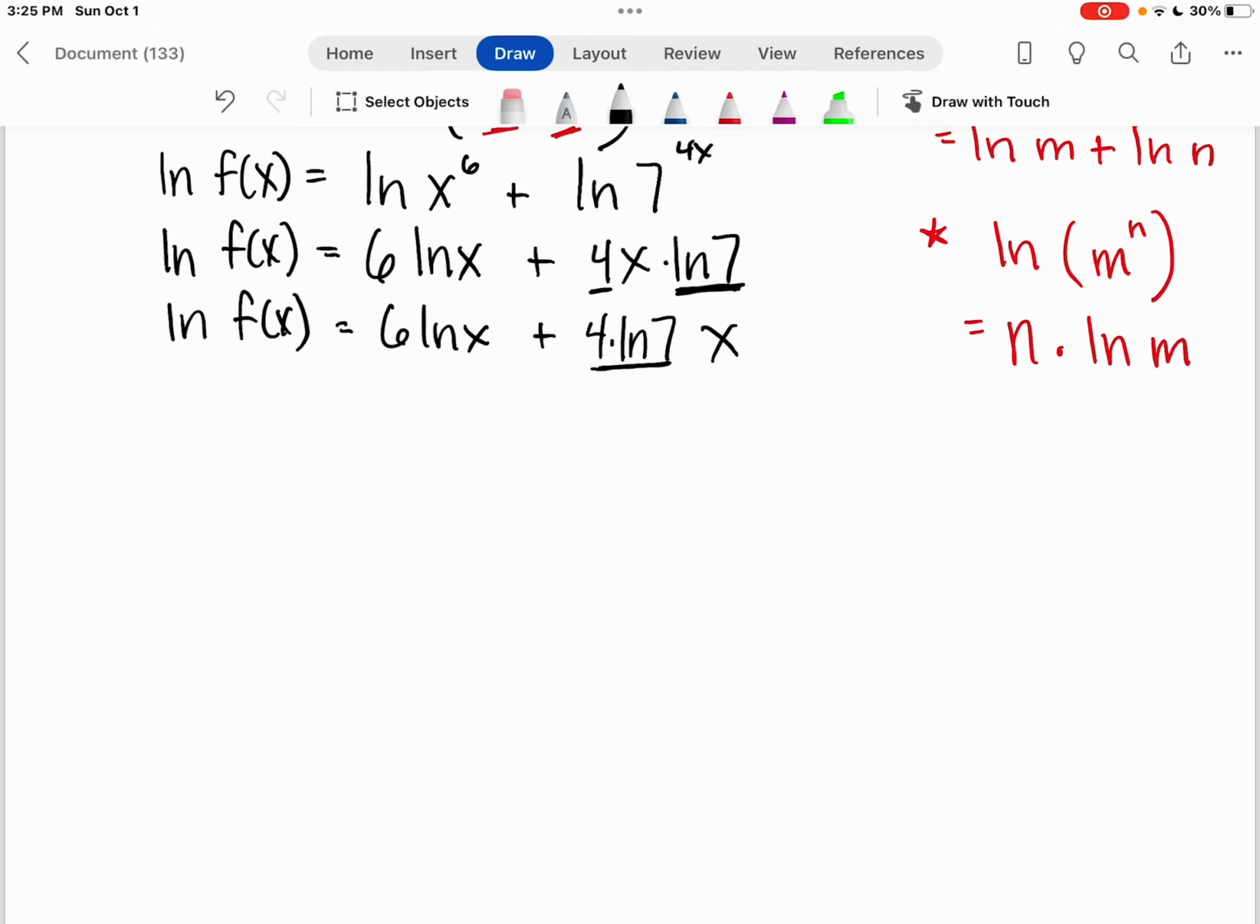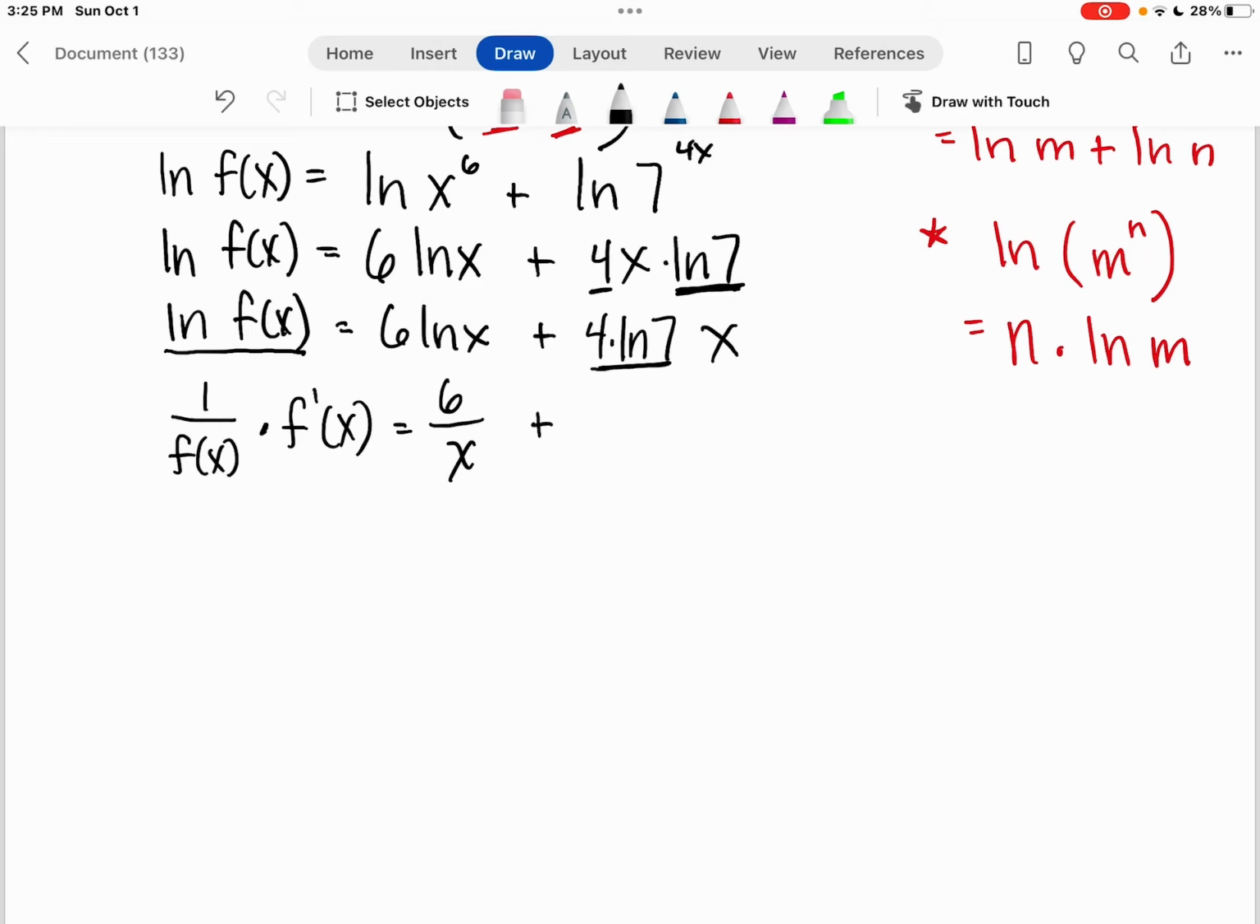Okay, now that I have this all expanded, I'm now going to take the derivative. So when I take the derivative of the natural log of f of x, I'm going to have 1 over f of x times the derivative of f of x using the chain rule. And that's equal to, now when I take the derivative of 6 natural log of x, that gives me 6 over x, because the natural log of x has a derivative of 1 over x, and then I still multiply that by 6.